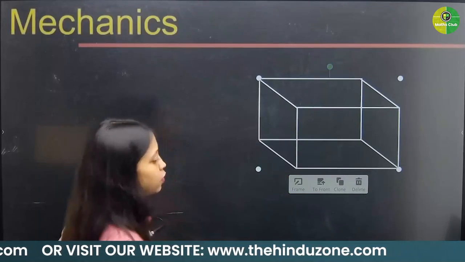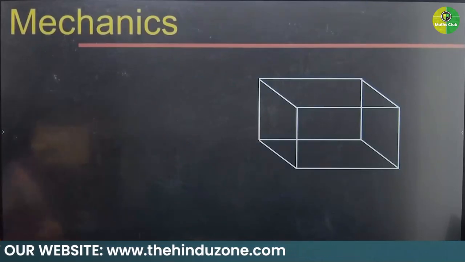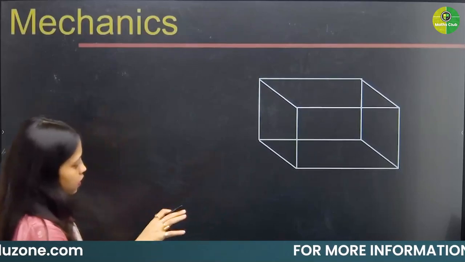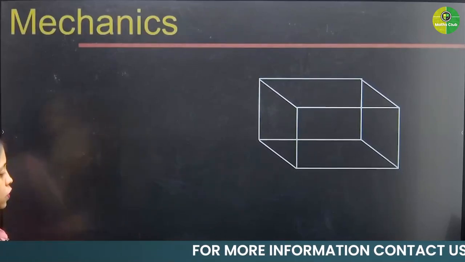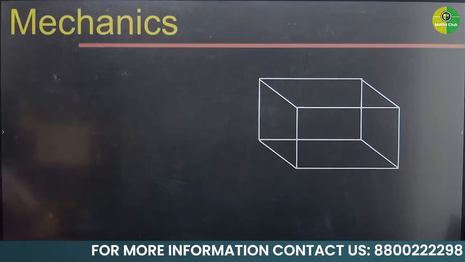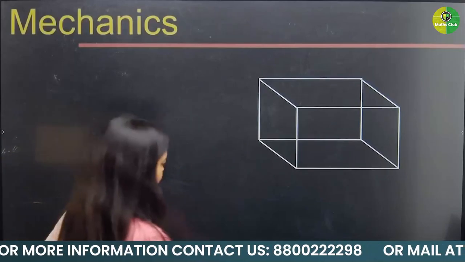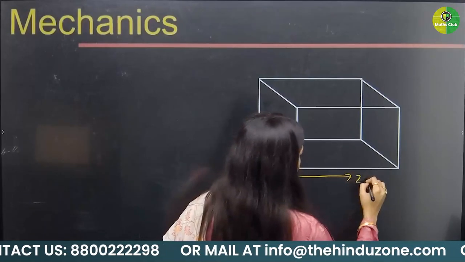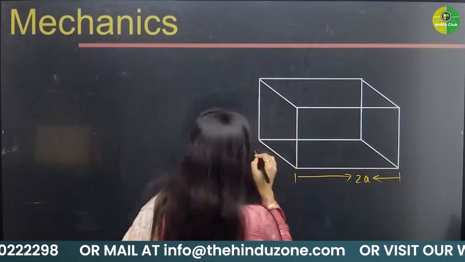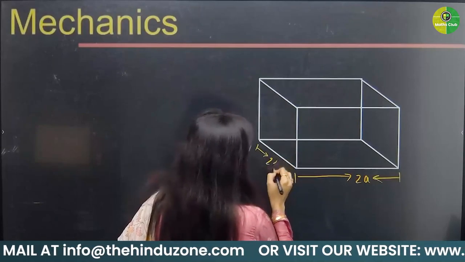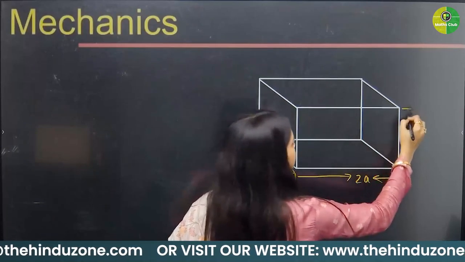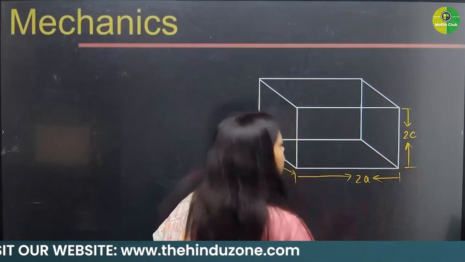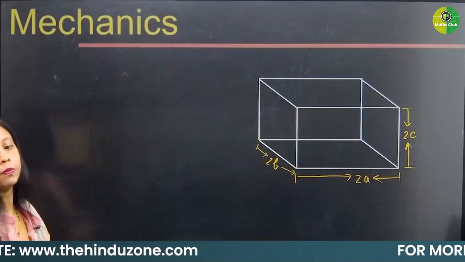This is your rectangular parallelepiped. Now let us give the notations. This is going to be 2a, 2b, and 2c. 2a, 2b, and 2c.